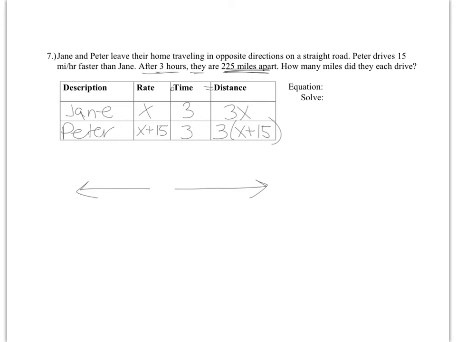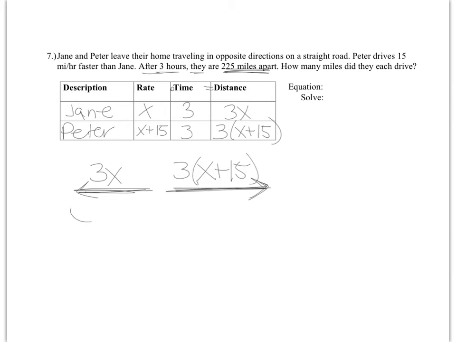All right, so now let's just get a picture here. Suppose that this first line I drew right here, this is Jane. Her distance is being represented by 3x. Peter's distance, he's going the different direction. He is going 3x plus 15 miles. So those are their distances.